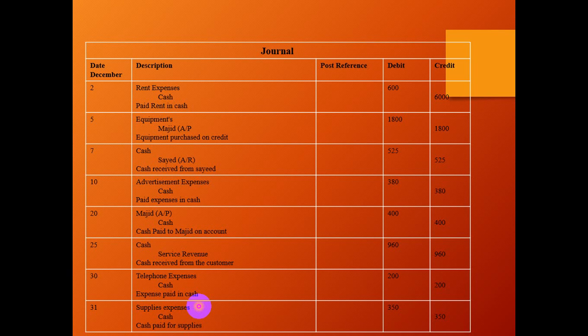On December 31st, paid 350 for supply consumed during the month. So we are paying for the supply, something is supplied and we need to consume that. So we are writing supplies expenses or supplies consumed expenses to cash. Supplies expense is part of expenses, so an increase in expenses has a debit balance and a decrease in asset.